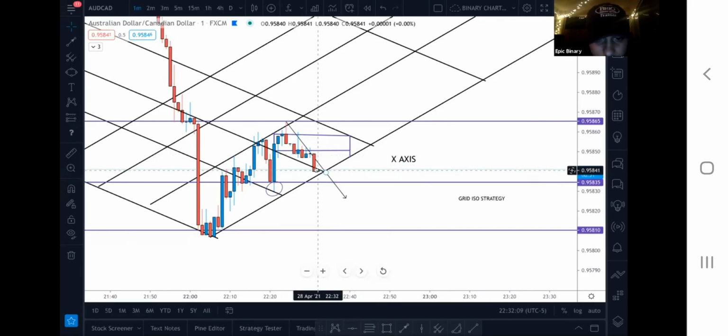Oh, it's in that corner box. It opened in the corner. So we can expect it to probably engulf back up or a doji here or consolidate at some point. I would not trade on this candle right here.